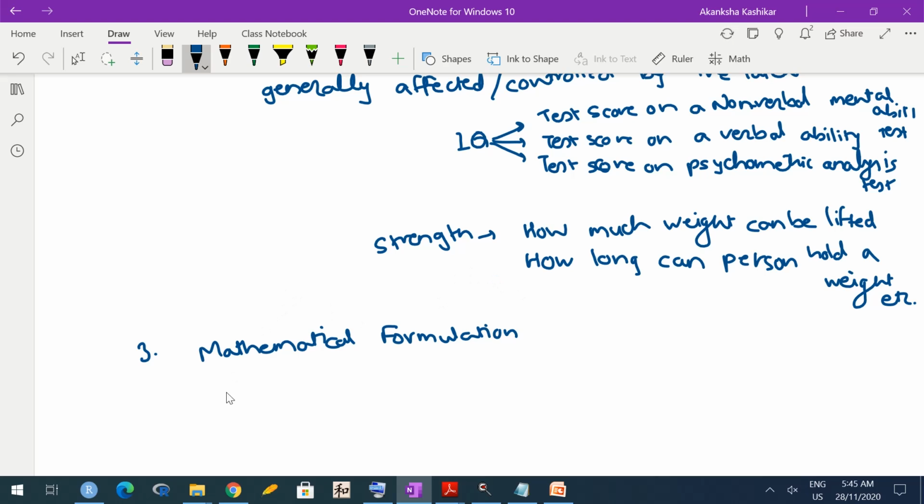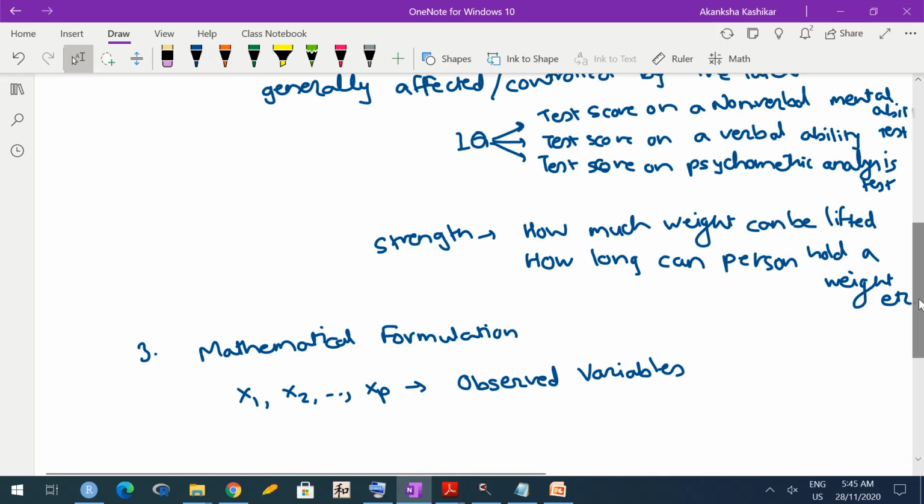So these observed variables we will denote by x1, x2, xp. These are observed variables which are measured, but we are not actually interested in them. We are interested in something else. We are using these observed variables to reach the things in which we are interested. Okay.